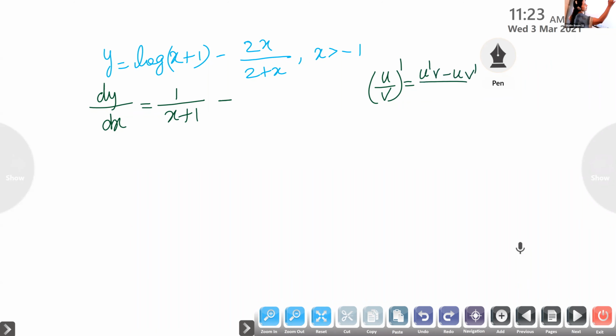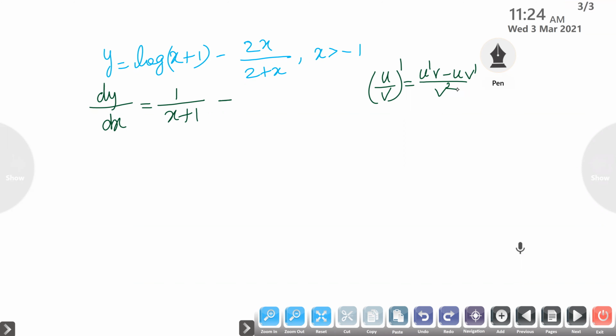Yes, ma'am. Can you give the u by v rule? What is the u by v rule? u by v the whole dash, quotient rule. u dash v minus u v dash by v square.